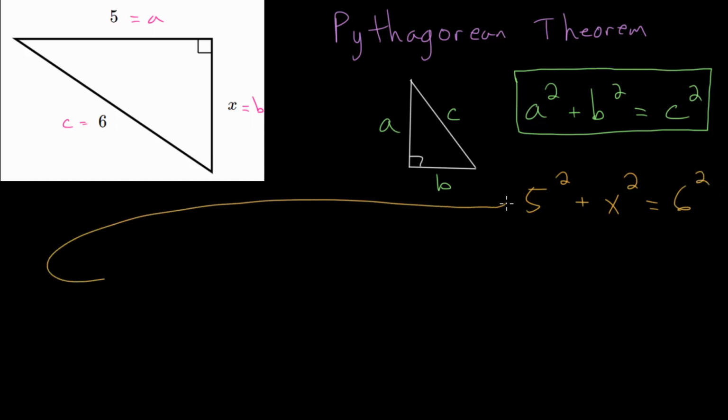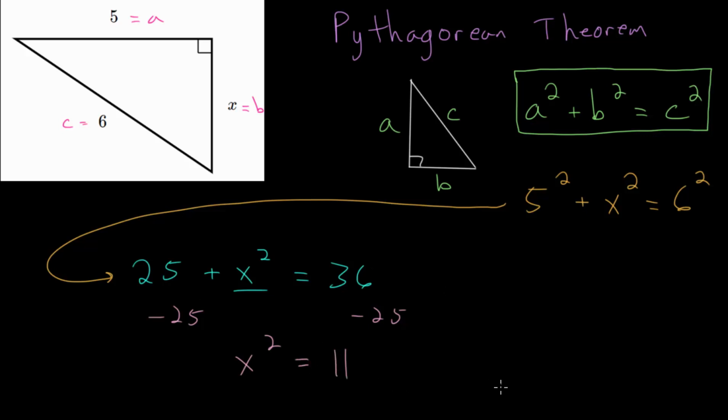At this point, we can start simplifying everything. 5 squared, 5 times 5 is 25. We still have x squared, and 6 times 6 is 36. Now, we need to solve this equation for x squared. So let's subtract 25 on each side so that we can cancel this out on the left-hand side. 25 minus 25 is 0, so we're just left with x squared. And 36 minus 25 is 11.